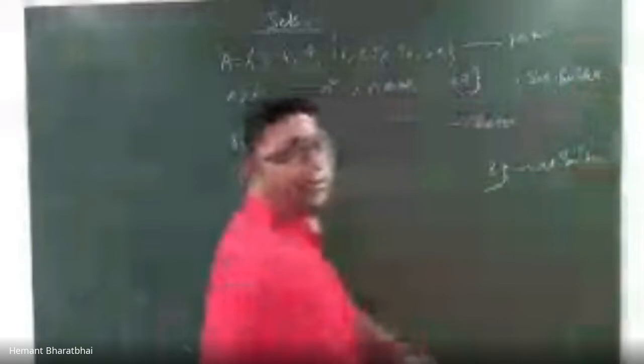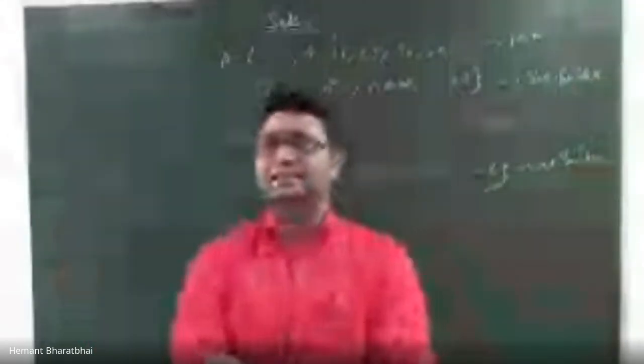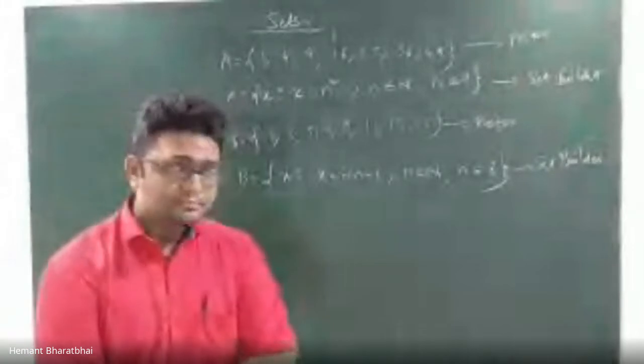So now we know how to write the set. There are two methods: one is the roster form and one is the set builder form. Now let's move ahead and see the types of sets.